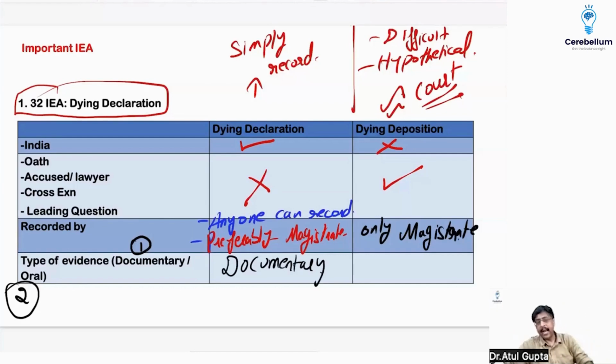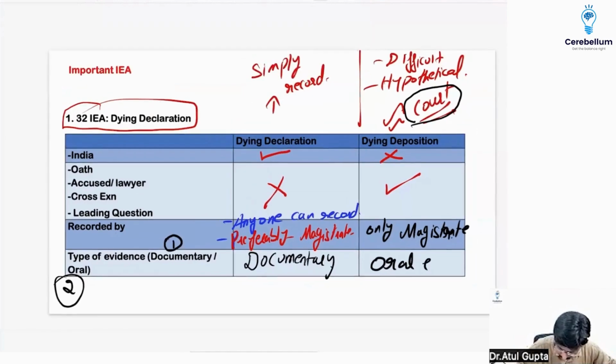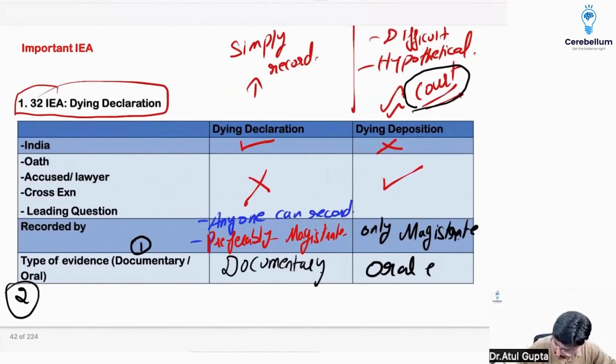Whereas in dying deposition, at the time of collection of evidence, you have already created a court-like atmosphere. You are cross-questioning him. So this is a kind of oral evidence. Understood?